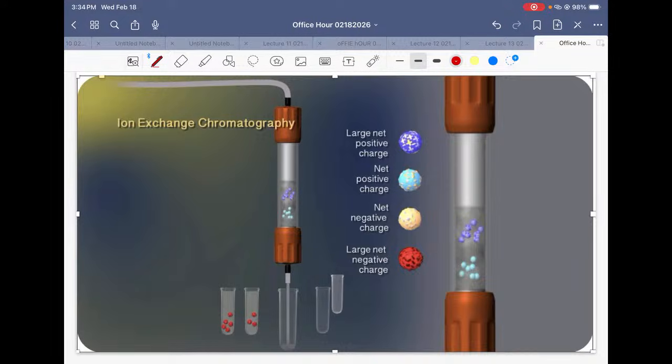Net negative charge, okay, second one. Then we have a net positive charge and a very high net positive charge. So which one was retained the most? The top one, right? So if this guy was the most retained one, what we expected, the resin is going to be positive or negative? Negative, right? So the resin here is going to be negative, and these guys are positive.